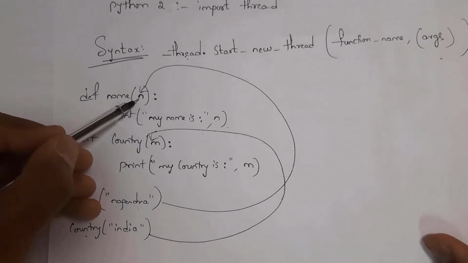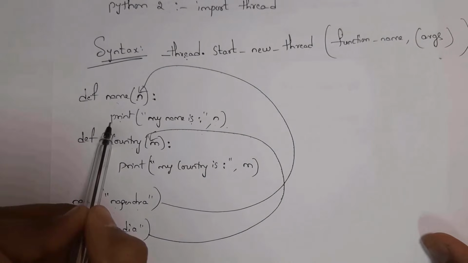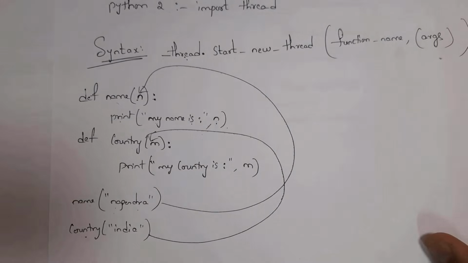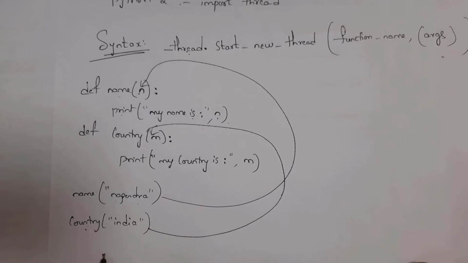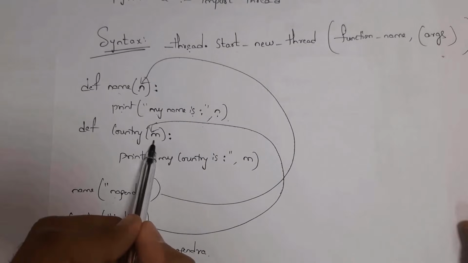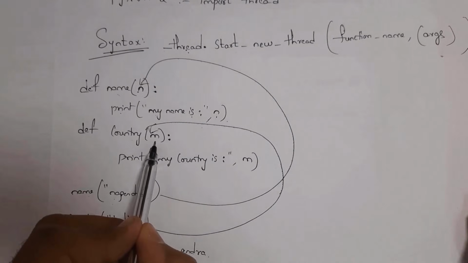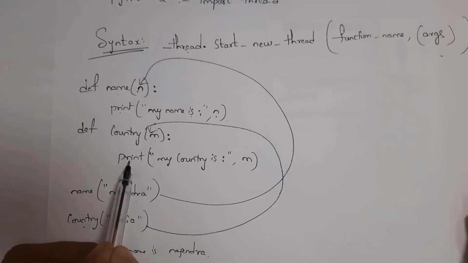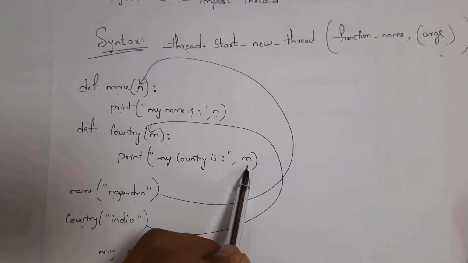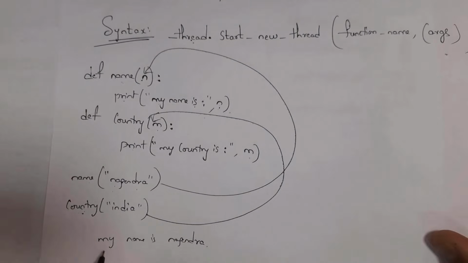Now this n contains Nagendra. Whenever I write here print my name is, n value is Nagendra. So I will get output my name is Nagendra. Inside country I written argument that is India. So this India is stored in parameter m. Now m contains India. So whenever I write here print my country is, comma m value is India. So I will get output my country is India.